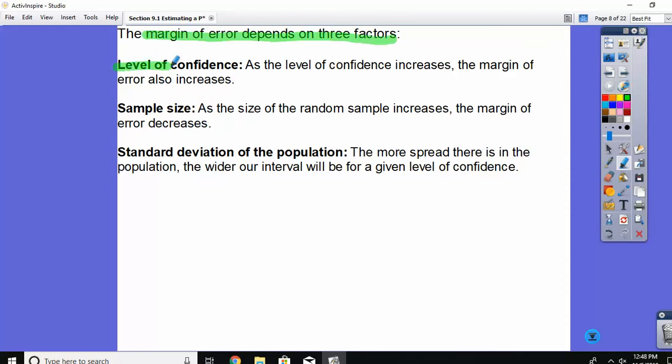Basically, your margin of error depends on the level of confidence. We kind of talked about that in the last one. The higher the level of confidence, the bigger the margin of error. The sample size: as the sample increases, margin of error decreases. And standard deviation: the higher the standard deviation, the bigger the margin of error.